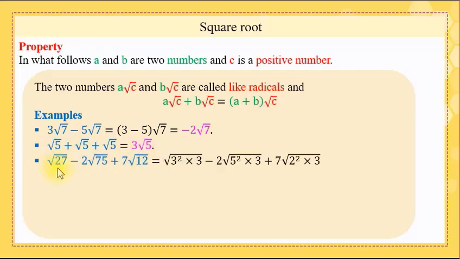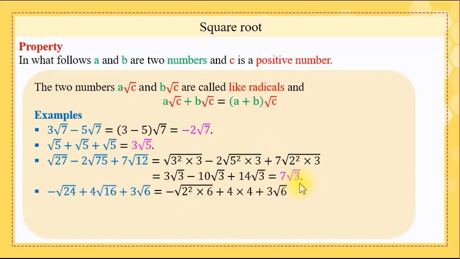Radical 27, we simplify each of the following according to the simplification rule. Previously, we explained it, and then we find 7 radical 3. Why? Because we have 3 radical 3 minus 10 radical 3 plus 14 radical 3. We keep radical 3 here, and we add and subtract these numbers outside to get 7 radical 3.